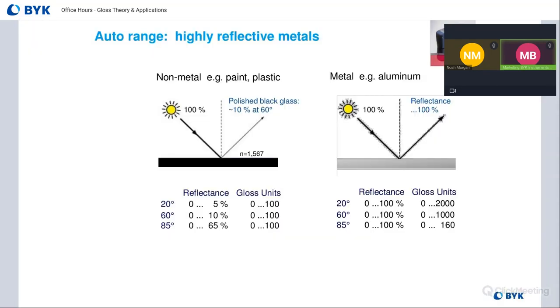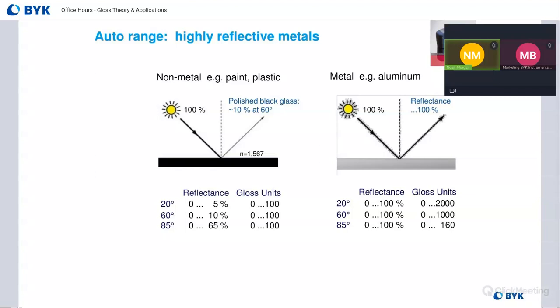Yeah, if I could recap one more thing: when you have different refractive indexes, or different materials absorbing light differently, such as metals and non-metals, it's also important to look at reflectance. It's essentially the same thing as gloss units, but a little different. Reflectance is usually measured instead of gloss units on metals, and they're interchangeable. You can use a calculation to go from gloss units to reflectance.